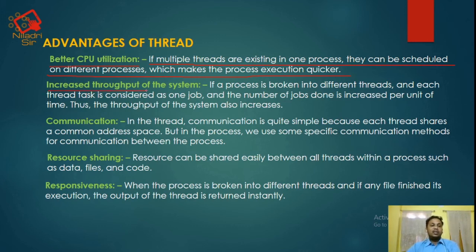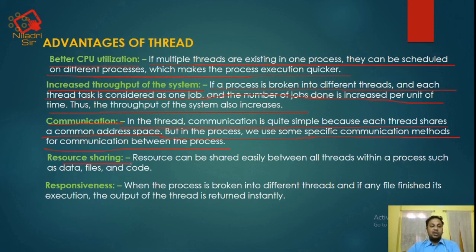The next point is increased throughput of the system. If a process is broken into different threads and each thread task is considered as one job, and the number of jobs done per unit of time is increased, thus the throughput of the system also increases. The next point is communication. In threads, communication is quite simple because each thread shares a common address space. But in processes, we use some specific communication methods for communication between the processes.